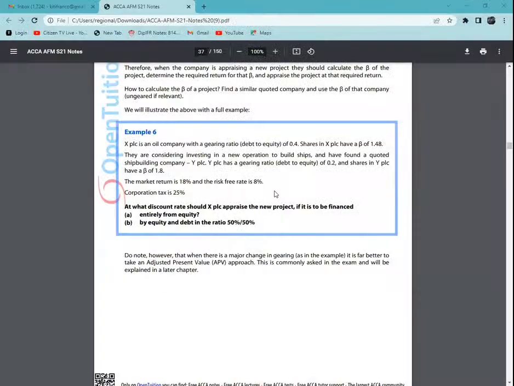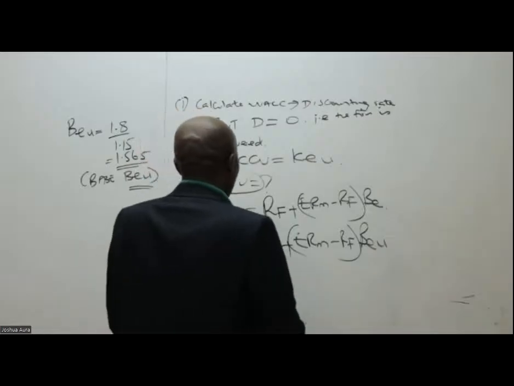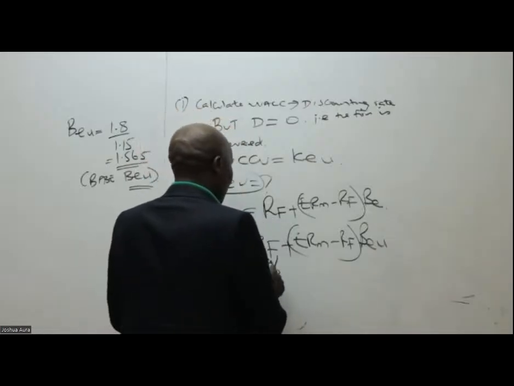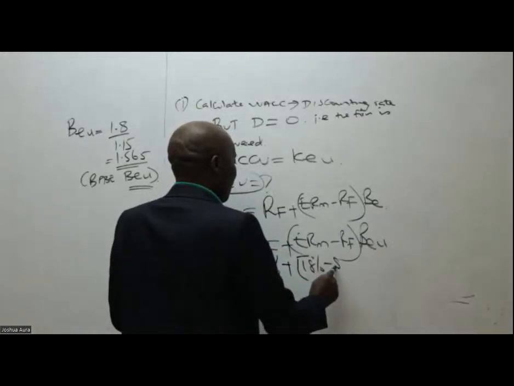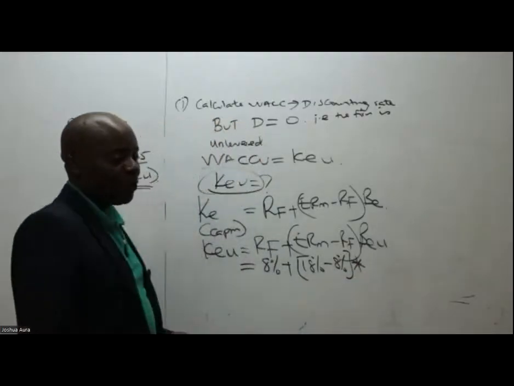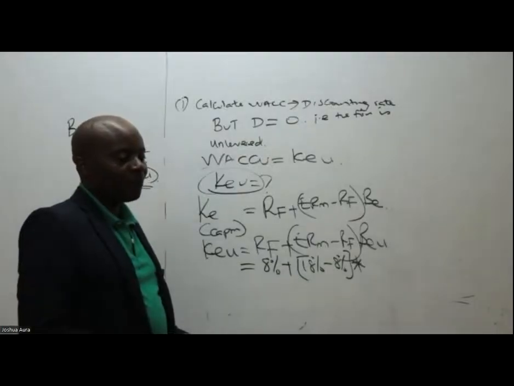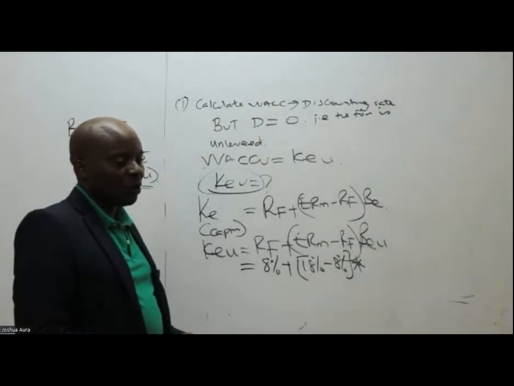Yes, it's 8% and the market return is 18%. So no worries at all. So we are being told here that the risk-free rate of return is 8% plus 18%, the market return, minus 8%, multiplied by beta equity of unlevered firm. So could you kindly give me the beta equity of the unlevered firm? Is there somebody who is able to recall that figure?